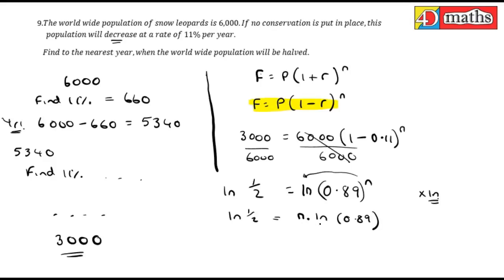So to find n on its own, I divide both sides by ln 0.89. So they cross out. So n works out to be 5.94. So when will the population be halved? To the nearest year, n will be equal to 6 years. Okay, so that's the answer to the question, 6 years.